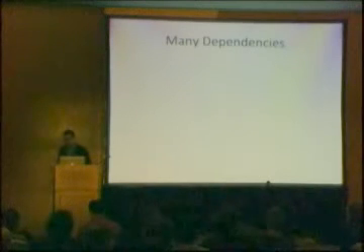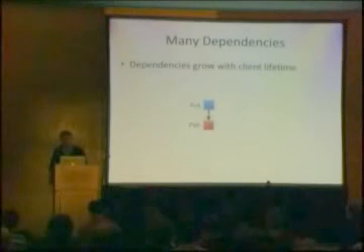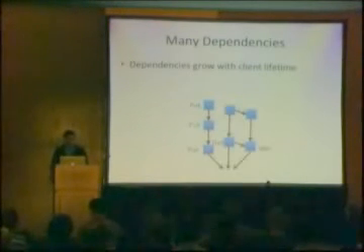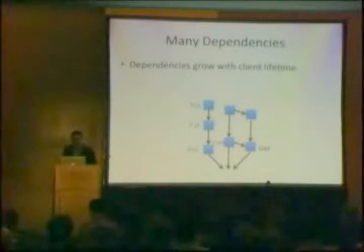So first off, where did all these dependencies come from? Well, they grow with client lifetime. Here's an example. Let's say I put something, and I put something, I put something, and then I get a couple things. I depend on each of those previous values as well as all of the values they depended on. So you can see this can quickly get quite out of hand.